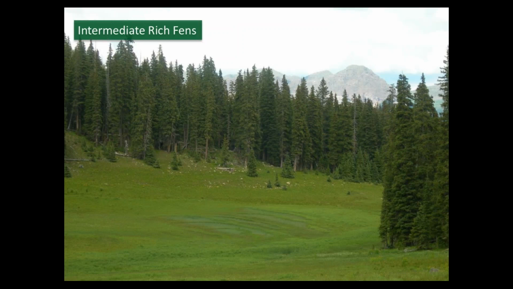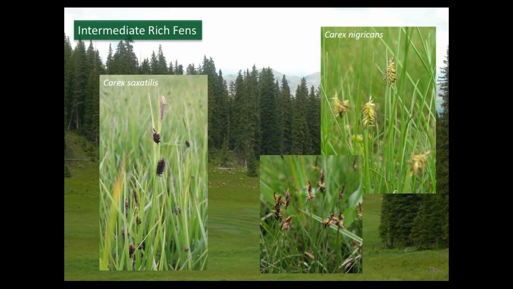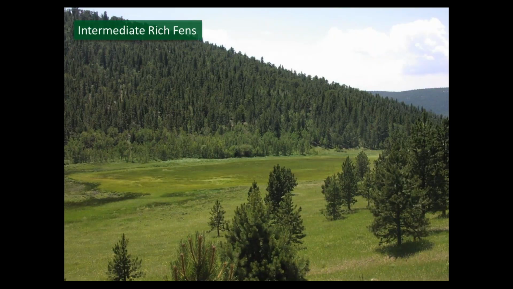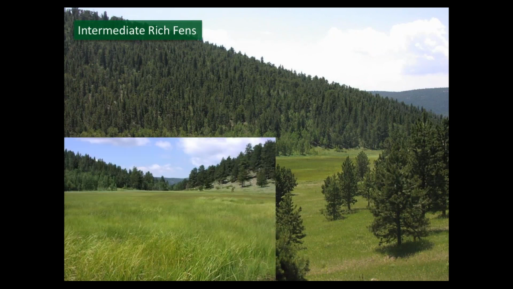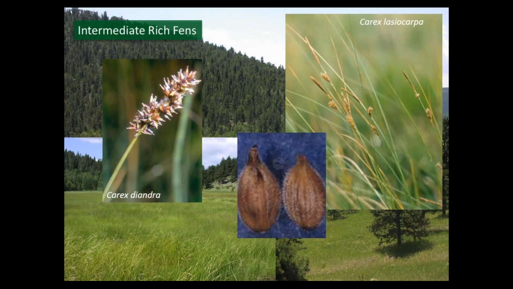Here is another intermediate fen that shows distinct strings and flarks or ridges of vegetation. This high elevation site contained species such as Carex nigricans, Carex saxatilis, as well as abundant few-flowered spike rush, the Eleocharis. And here's another interesting fen at a relatively low elevation, less than 9,000 feet. This site contains a floating mat of Carex diandra and Carex lasiocarpa, both considered rare, state rare species.